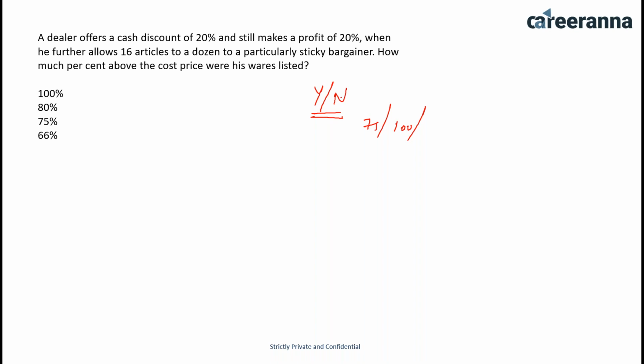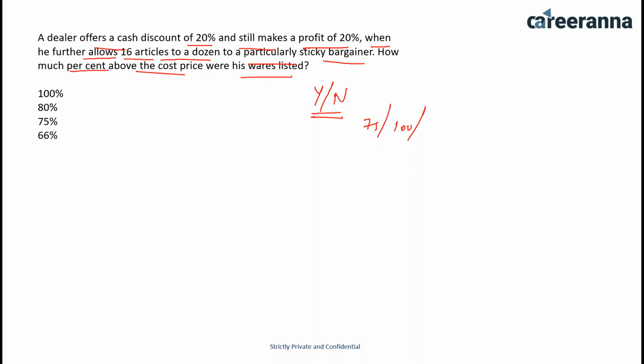Okay, so let us see. As per the question, we have to understand the question first. A dealer offers a cash discount of 20% and still makes a profit of 20% when he further allows 16 articles to a dozen to a particularly sticky bargainer. How much percent above the cost price were his wares listed?